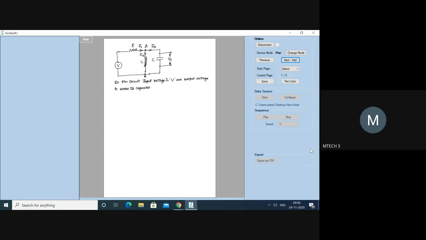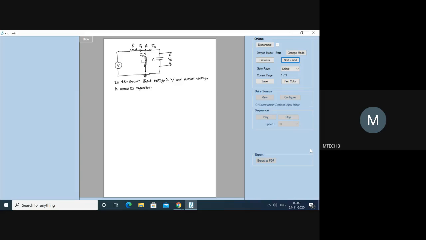Okay, next you write. Using Kirchhoff's current law, node B is taken as the reference node, and node A is taken at voltage VA relative to B.